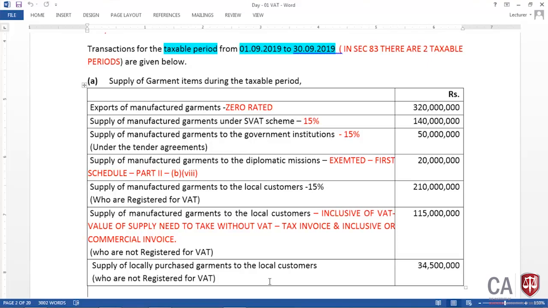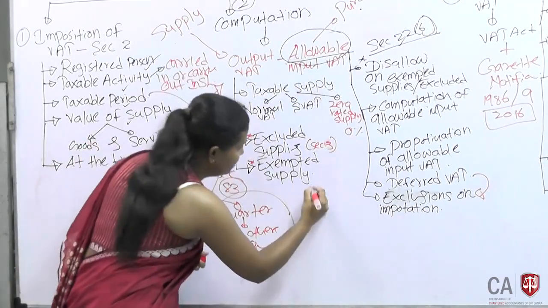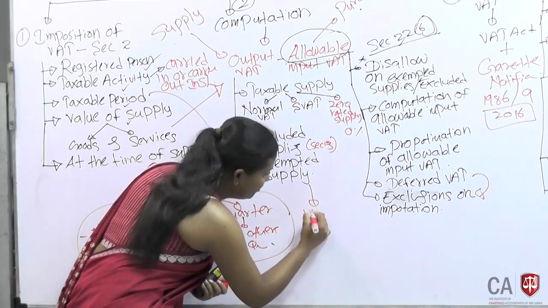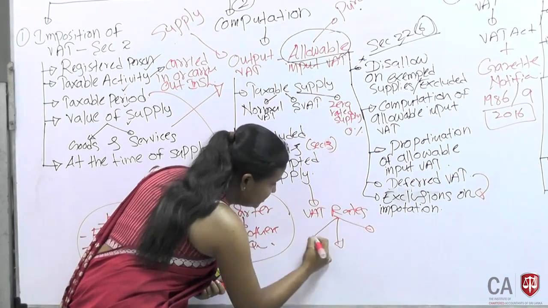Then, when the paper comes to you at the examination, have your notes in the paper. Now you know the export of manufactured garments is zero, put the zero, and going forward, have all the necessary notes on your examination paper. Then supply of manufactured garments under the SVAT scheme is 15%. Now I am again coming to the computation part, which I missed here. Then VAT rates: we have three VAT rates.